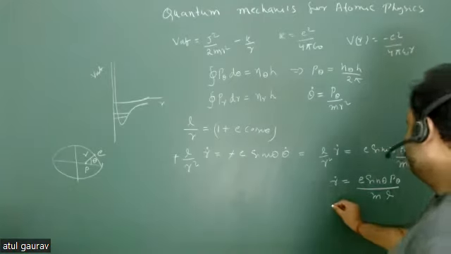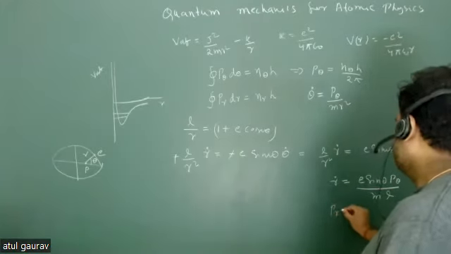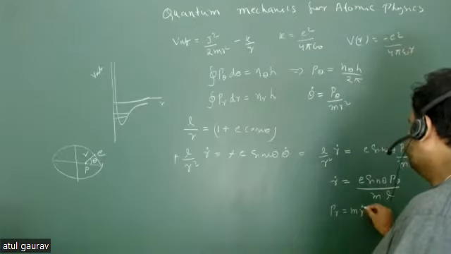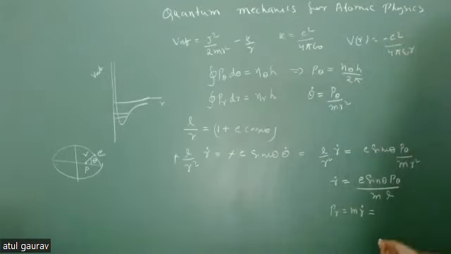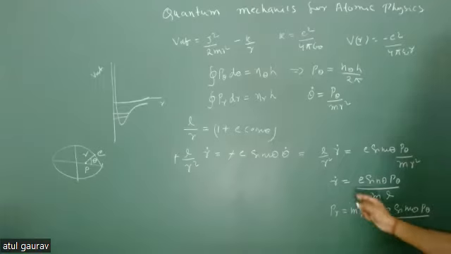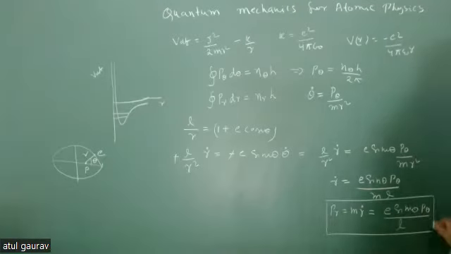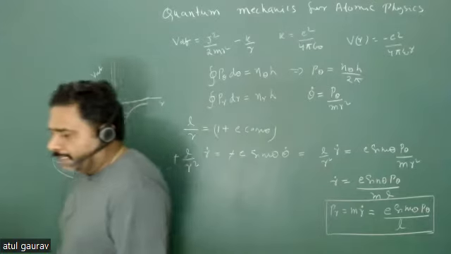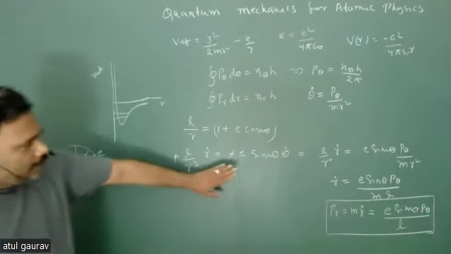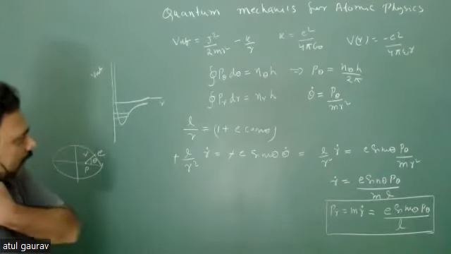So from here we have PR is equal to what? M R dot. This is it, remember? Yes sir. PR is equal to M R dot. So we can multiply with M, and you have E sin theta P theta upon L. Clear? Yes sir. This is your radial momentum. Now look at this equation again, this derivation is quite interesting.